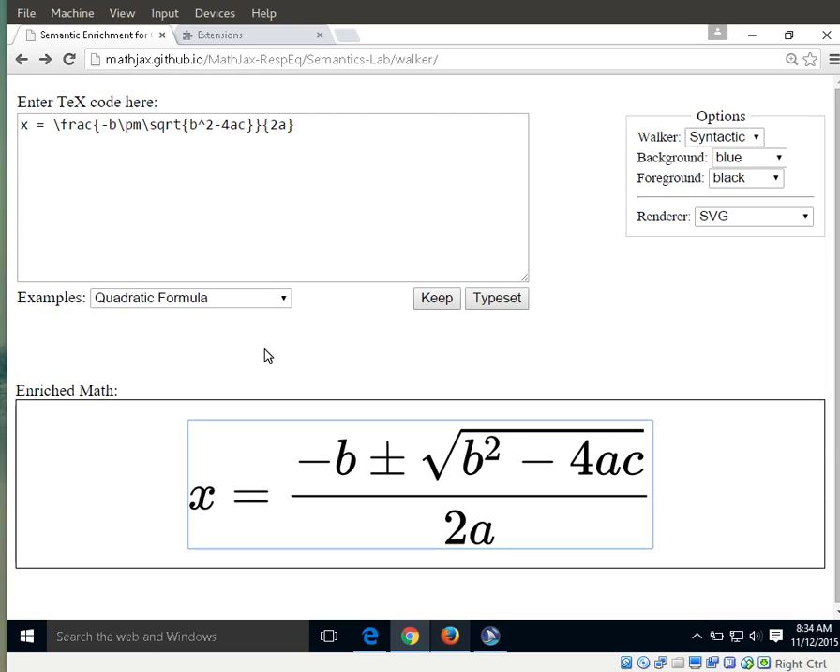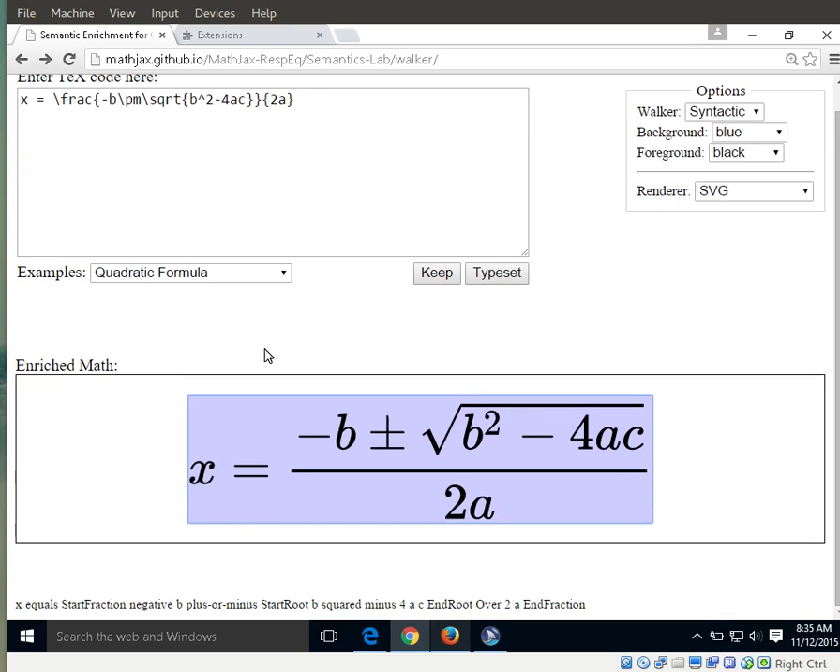As you heard, the PC cursor is turned off, and now we can interact with the page directly and start the accessibility tool using Shift and Space. Shift Space, x equals start fraction negative b plus dash or dash minus start root b squared minus 4ac end root over 2 end fraction. Great. You've heard the expression being voiced.